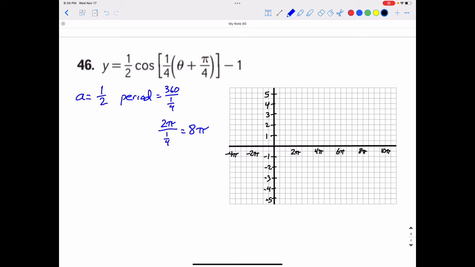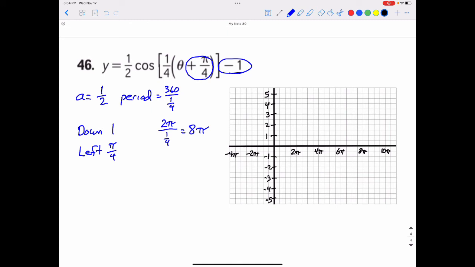The vertical shift is right here. That is going to be down 1 unit. And the plus pi over 4 is our phase shift or our horizontal shift. That means we're going to the left pi over 4 units when it's time to do our shift. So that's all the information we need for our shifting.